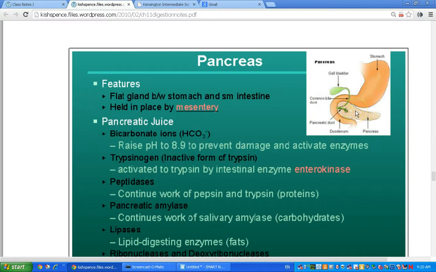And just like the stomach released gastric juice that had enzymes in it, the pancreas releases pancreatic juice that has enzymes and stuff in it.